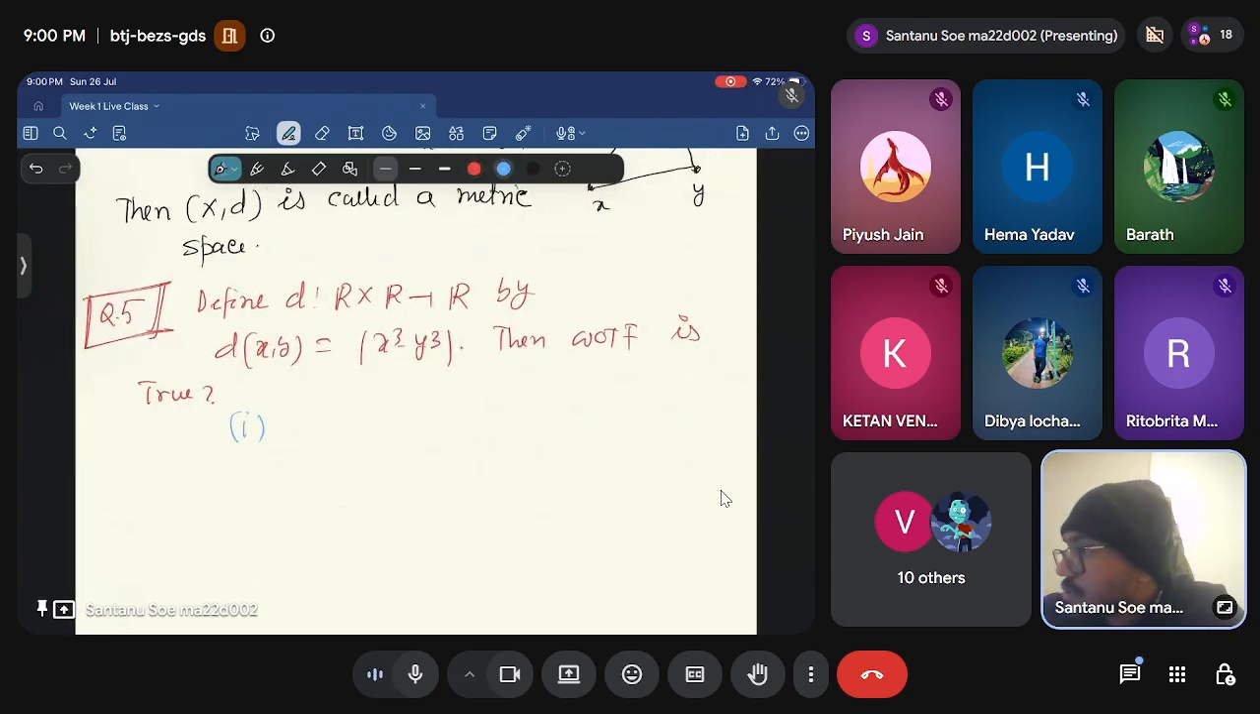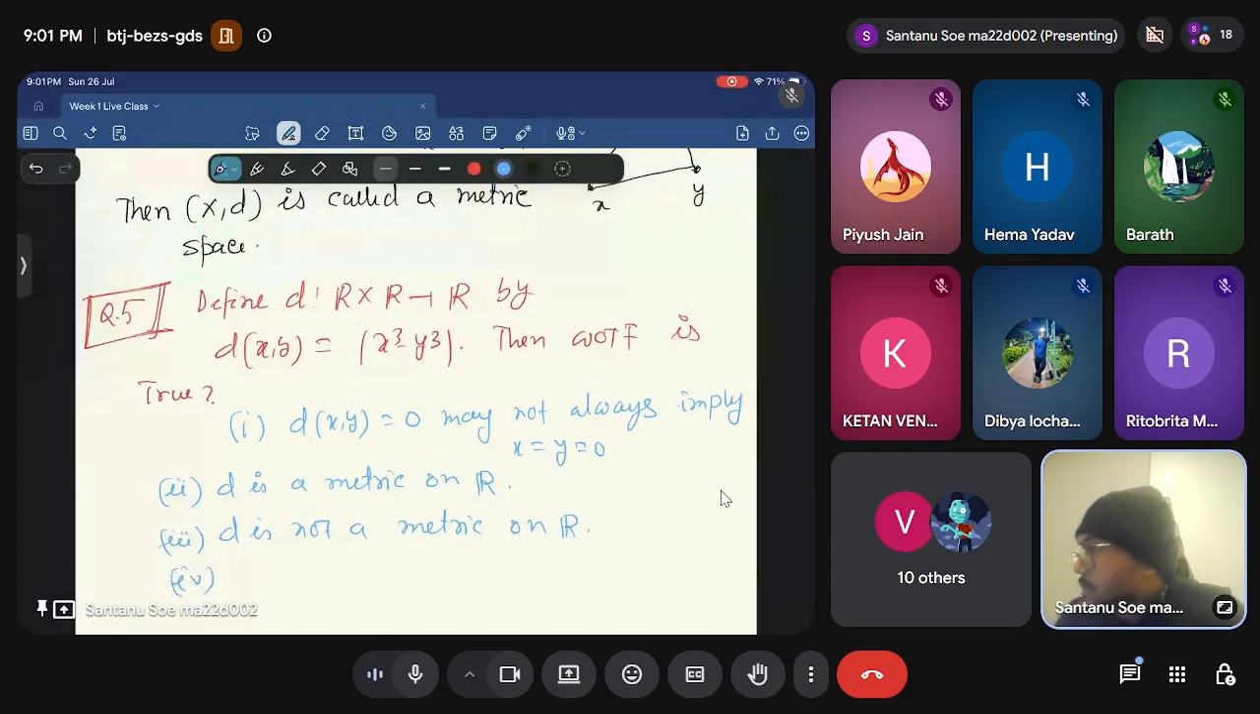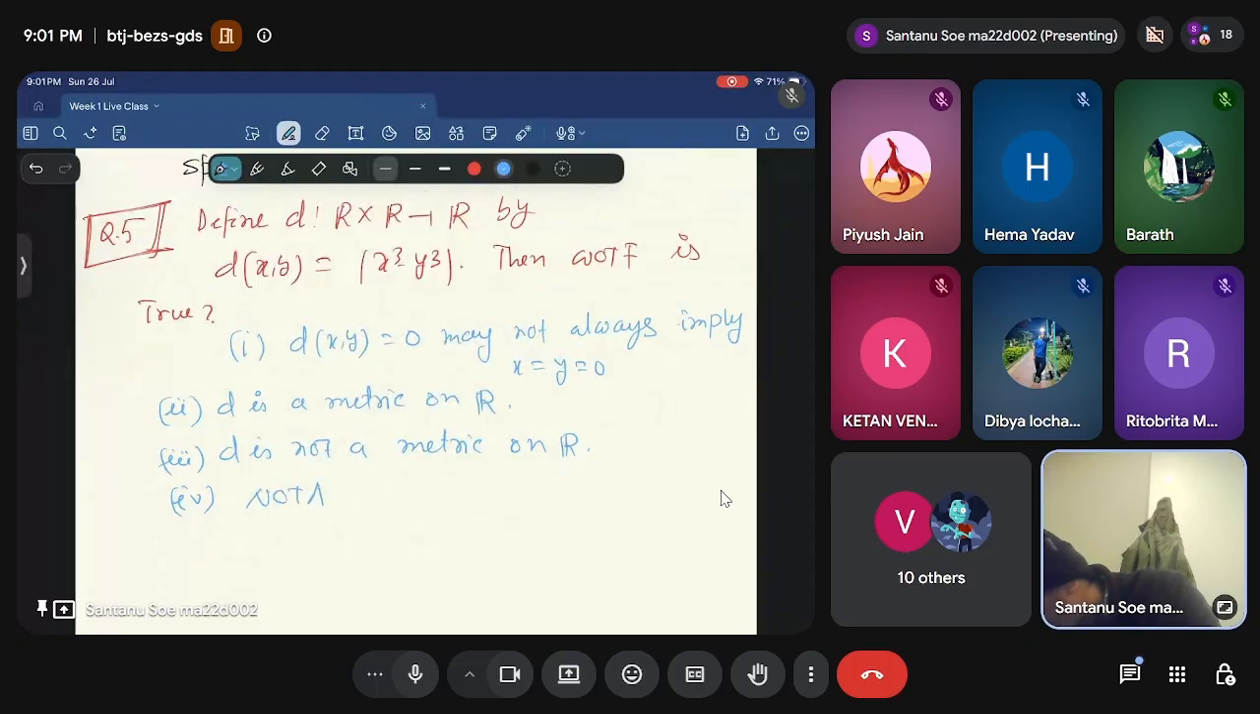The first option is d of x comma y equals 0 may not always imply x equals y equals 0. The second option is d is a metric on R. The third option is d is not a metric on R. And the fourth option is none of the above.